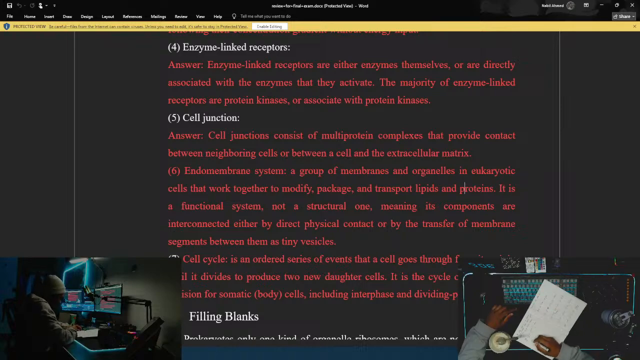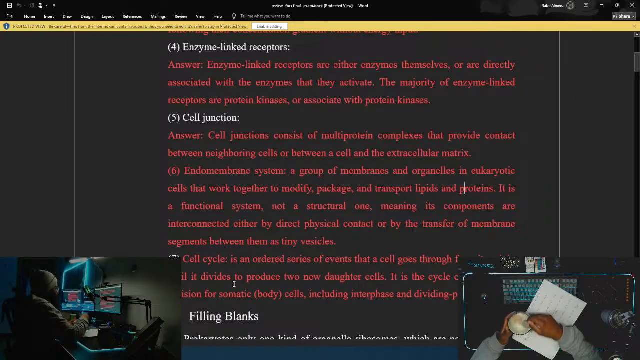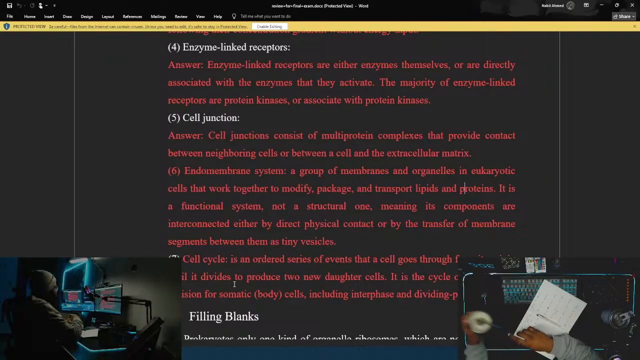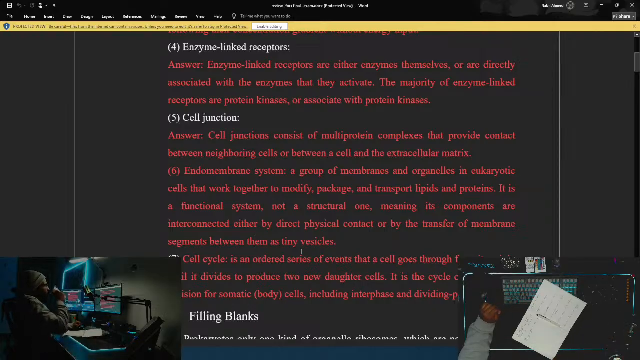Now, the endomembrane system is a group of membranes and organelles in a eukaryotic cell that work together to modify, package, and transport lipids. It's a functional, not a structural, system, meaning components are not necessarily interconnected by physical contact but by transfer of membrane between them.